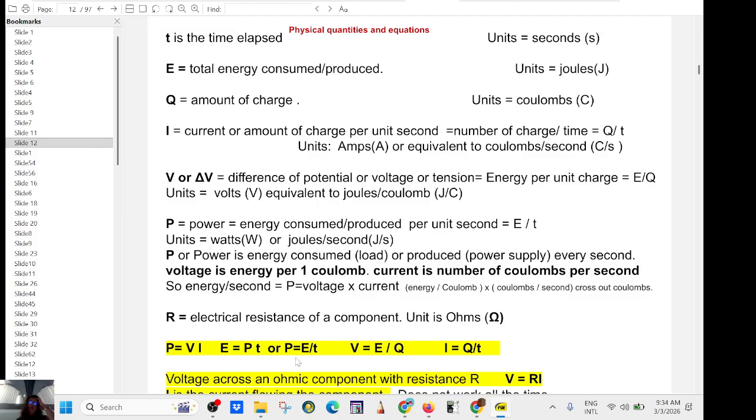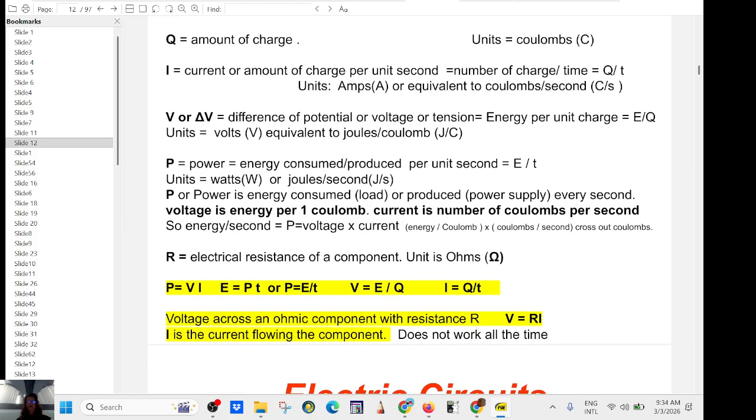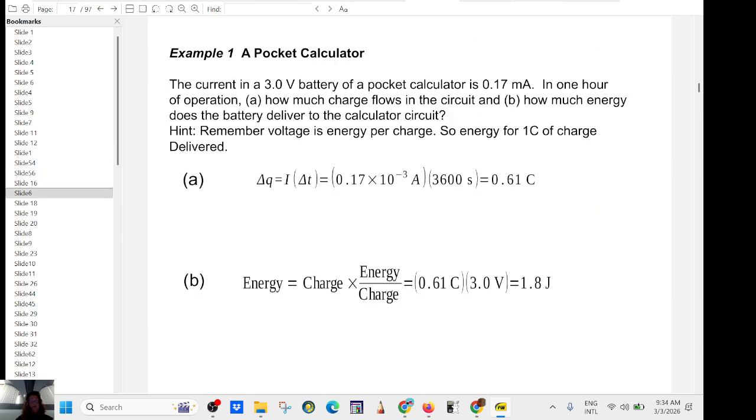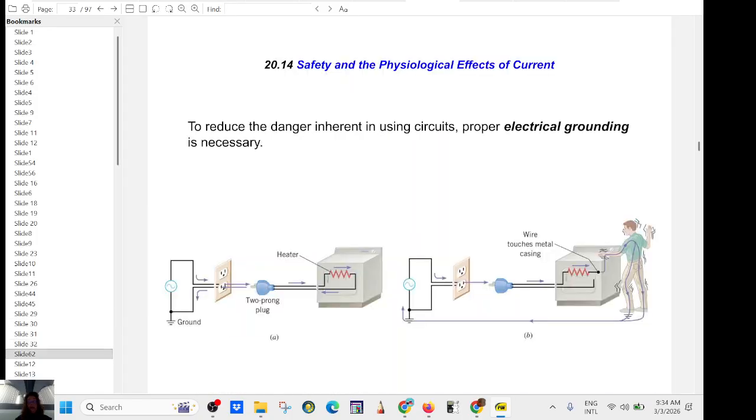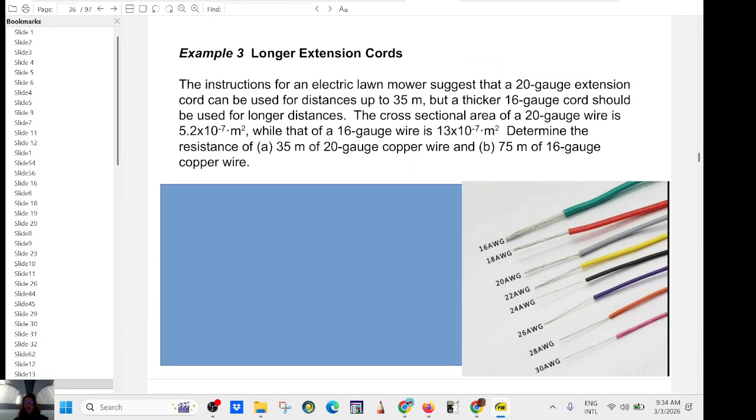And then you have these equations: the power of a load or power supply is voltage times current. Okay, voltage drop times current. And if you have an ohmic load, like a resistor, then you can use Ohm's law. Okay, so it's a review, and I forgot where we stopped. Okay, I know.